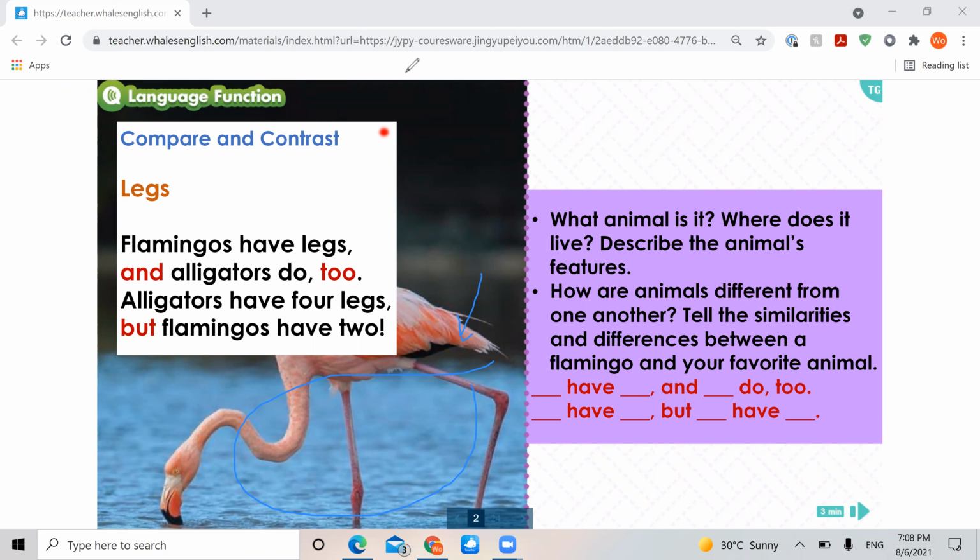That's correct. Now, let's compare between the flamingo and the alligator. Yes, they both have legs. That's correct. Flamingos have 2 legs, but alligators have 4. Let's compare and contrast between the flamingo and your favorite animal. That's my favorite animal too. Keep it up.